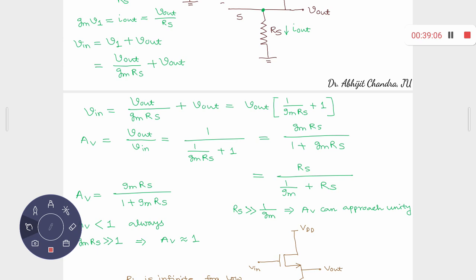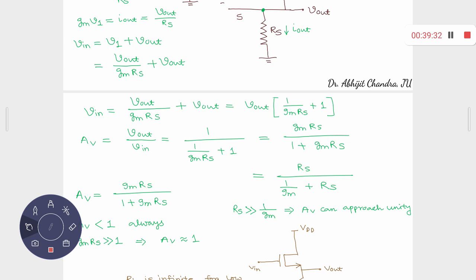Okay, so GM RS by 1 plus GM RS can also be written like this: RS upon 1 by GM plus RS. Why? Because sometimes you don't have a simple resistance over there. At that point you have to identify what is the resistance connected between the source terminal and the AC ground. Then you can simply write the expression of this voltage gain without going into the detailed small signal analysis. Okay, and there is no minus sign.